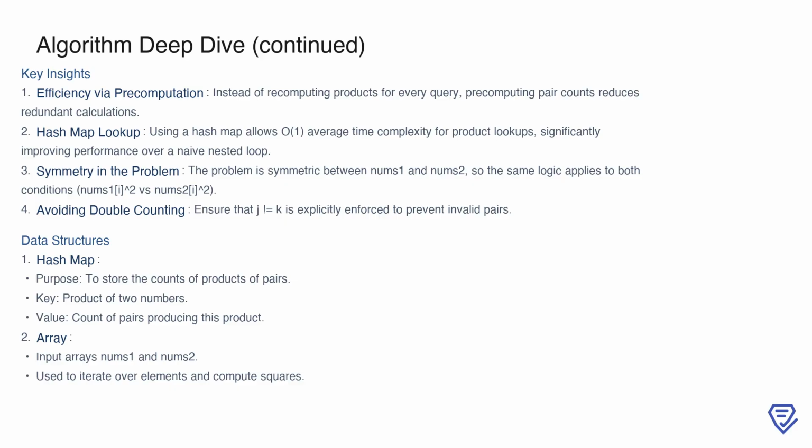The main data structures we rely on are the hash map, which stores the counts of pair products, and the input arrays, which we use to iterate over elements and compute their squares.